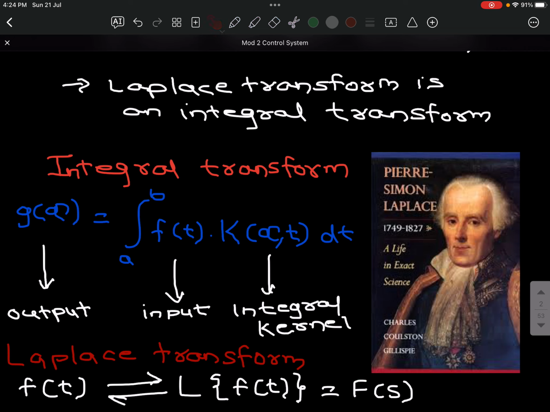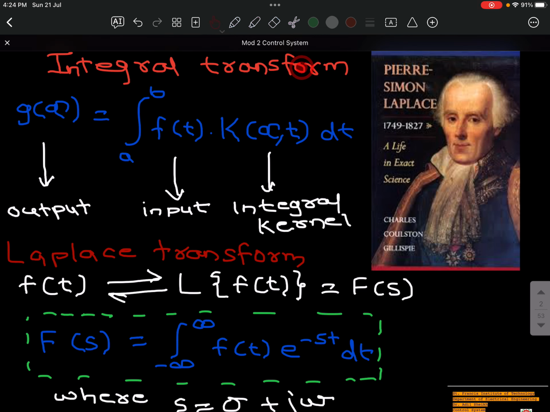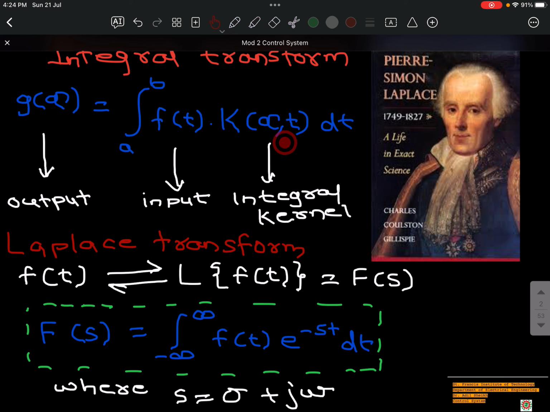So when I say I am taking a Laplace transform of the function f of t, it will be equal to F of s. However, I need the detail of F of s, like how F of s will look. So if you note down over here, it can be seen that F of s is equal to the integration of minus infinity to infinity f of t into e raised to minus st dt.